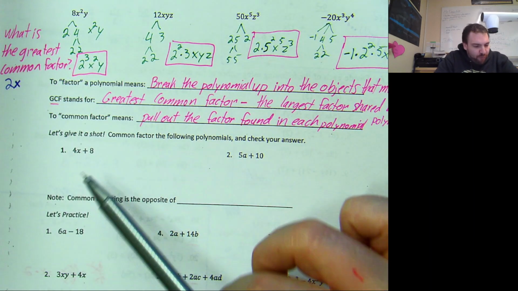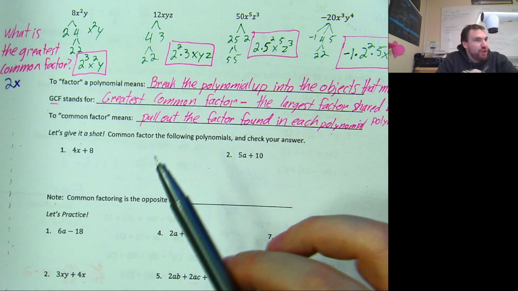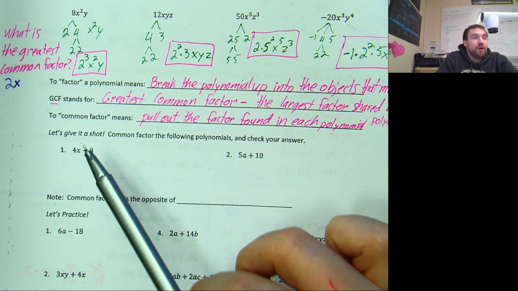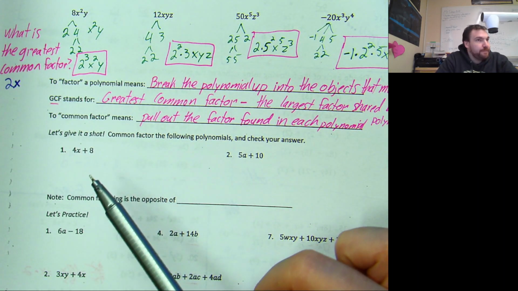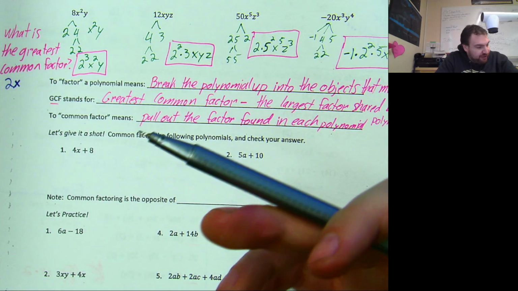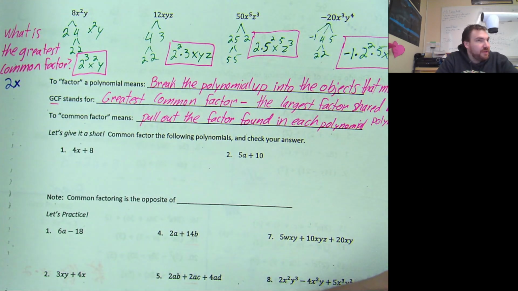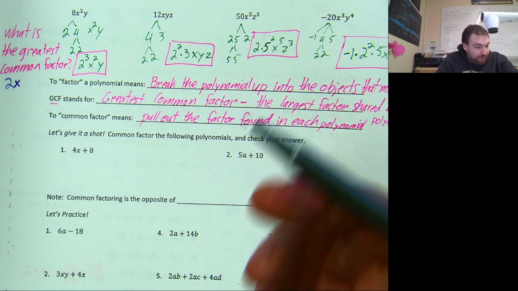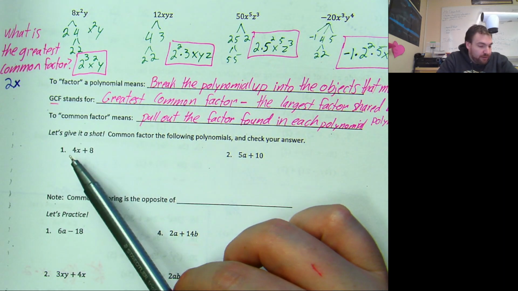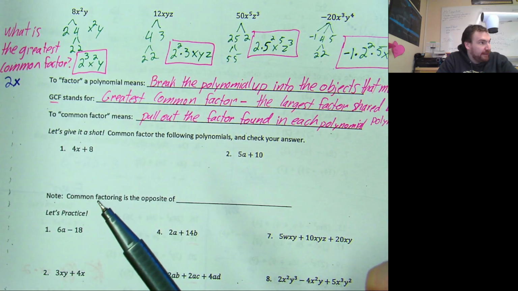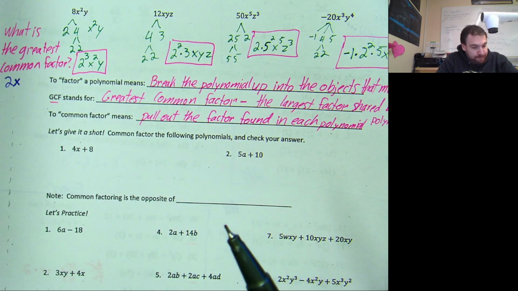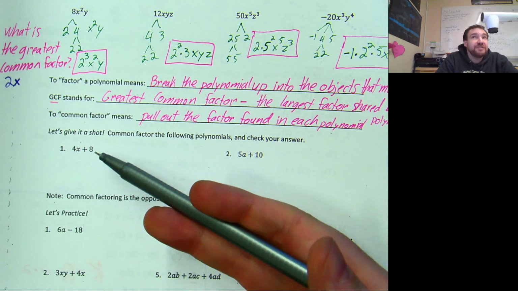So here I've got 4x plus 8, and I want to pull out the greatest common factor from this polynomial. So now we have to ask ourselves, what is the largest thing that I can divide out, is effectively what we're doing, from each term? Danny. Do you just solve them first and then? There's nothing to solve here. It's just 4x plus 8.